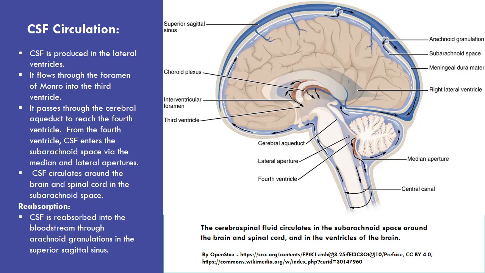CSF circulates around the brain and spinal cord in the subarachnoid space. CSF is reabsorbed into the bloodstream through arachnoid granulations or villi in the superior sagittal sinus. The diagram on the right shows the circulation of CSF in the ventricles and in the subarachnoid space.